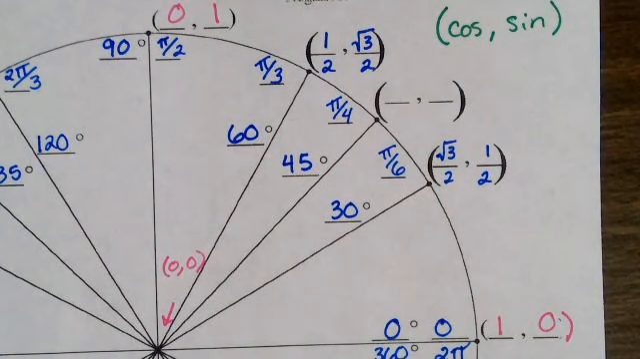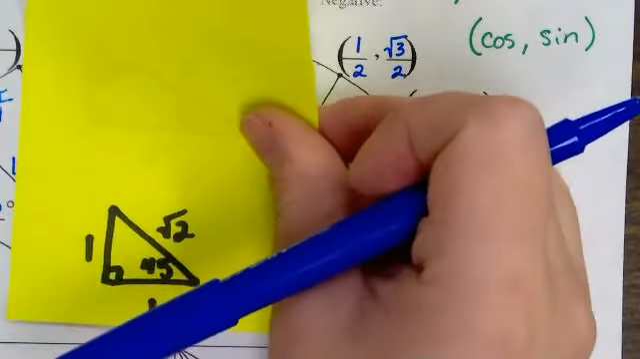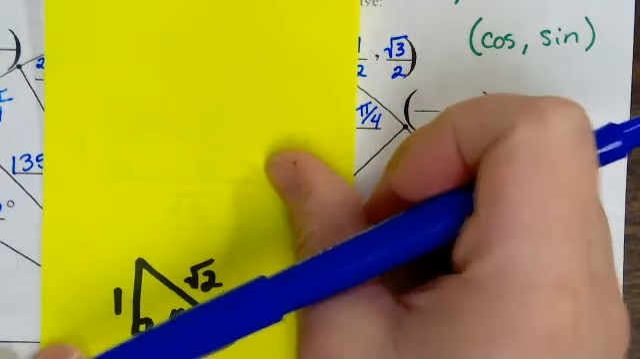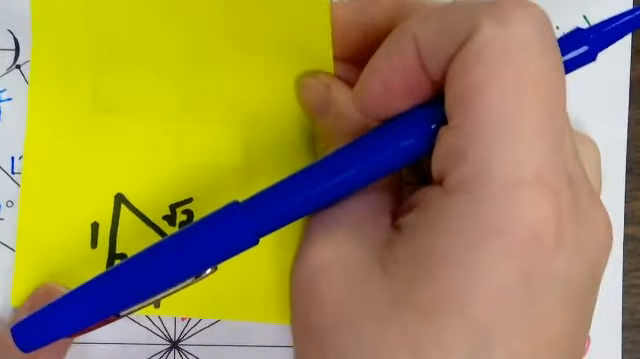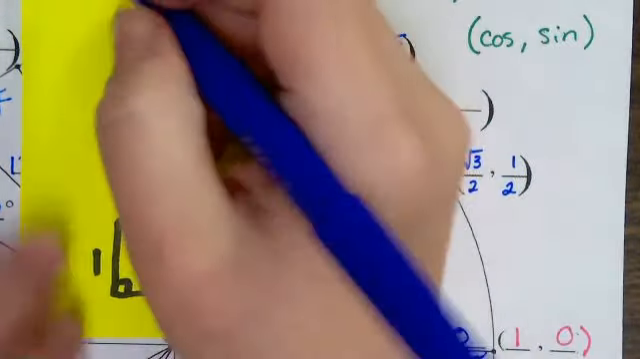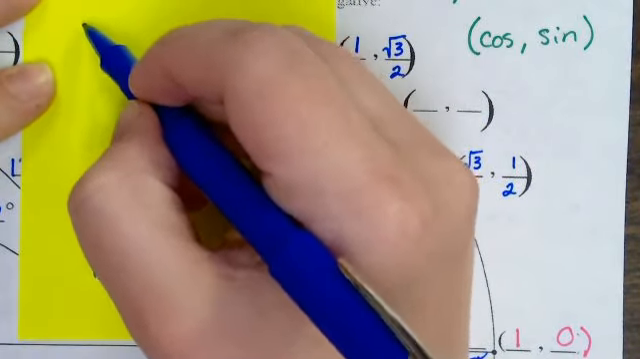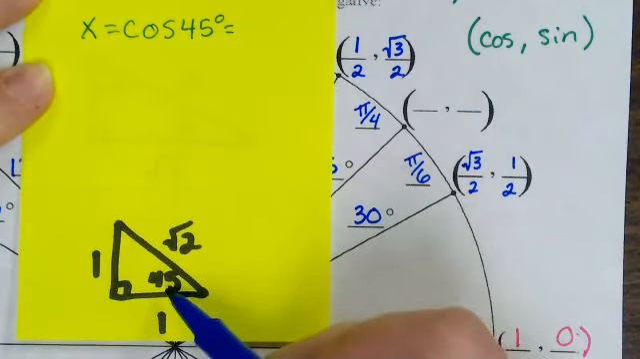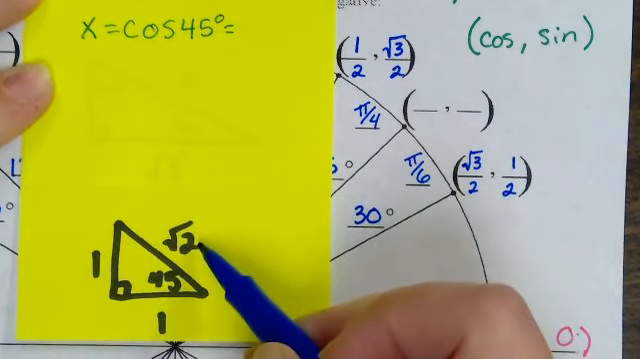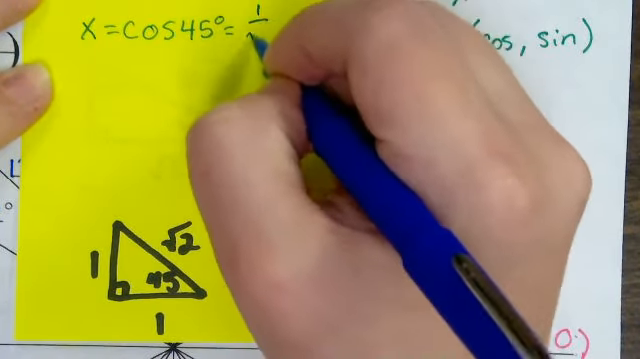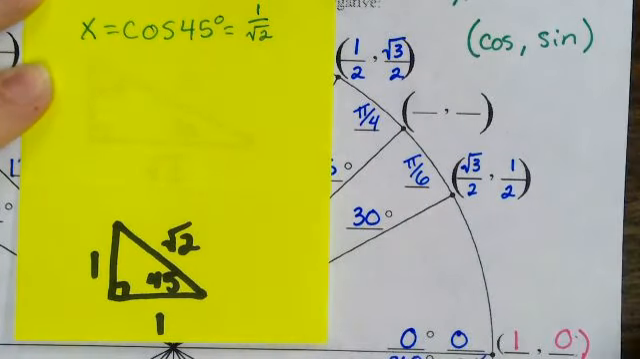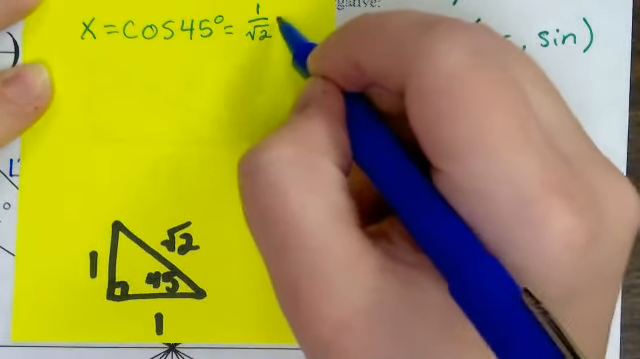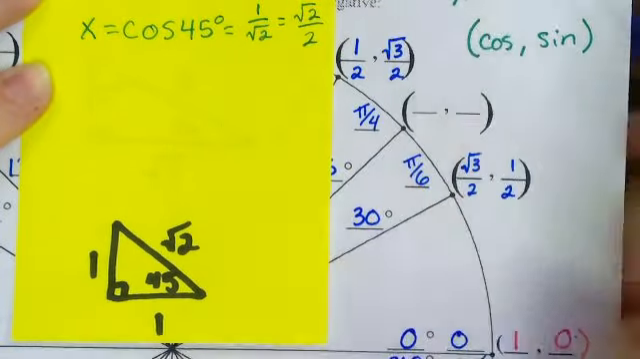Okay. Let's look at the 45-45 scenario, and then we should be able to get the rest of this real easy. So remember, working with a 45-45-90 triangle, we're going to look at cosine of 45 for my x coordinate. So x is going to be cosine of 45 degrees. Adjacent over hypotenuse, that is 1 over root 2. I don't like square roots in the bottom, so I am going to rationalize, multiply top and bottom by square root of 2. We get square root of 2 over 2.